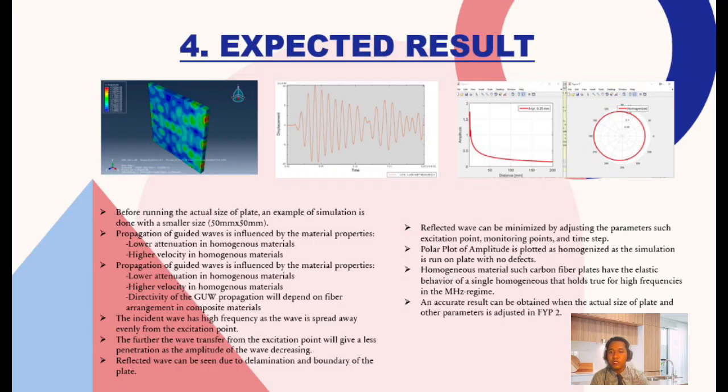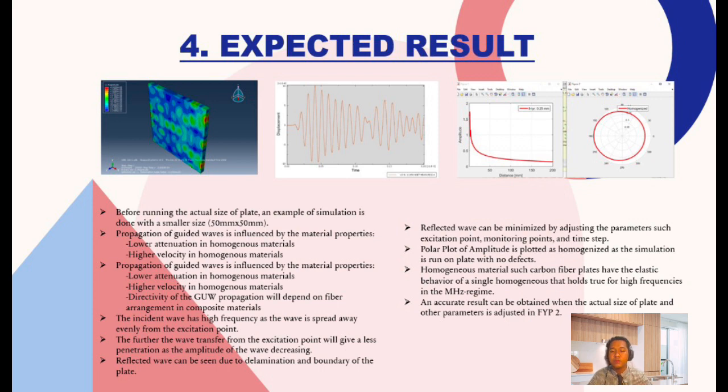The last agenda will be the expected result. As the expected result, the propagation of guided wave is influenced by the material properties, such as lower attenuation in homogeneous material. The second one will be higher velocity in homogeneous material. The third one will be that the directivity of the GUW propagation will depend on the fiber arrangement in the composite material.